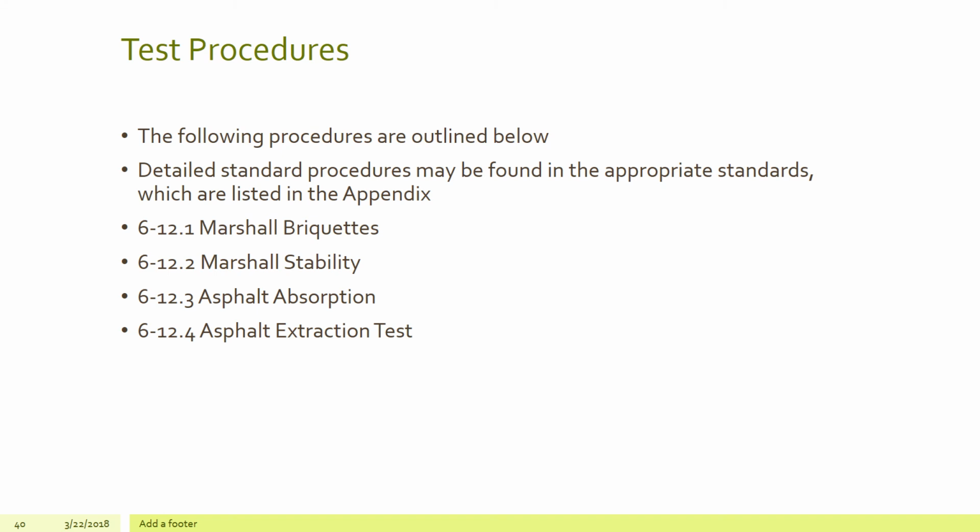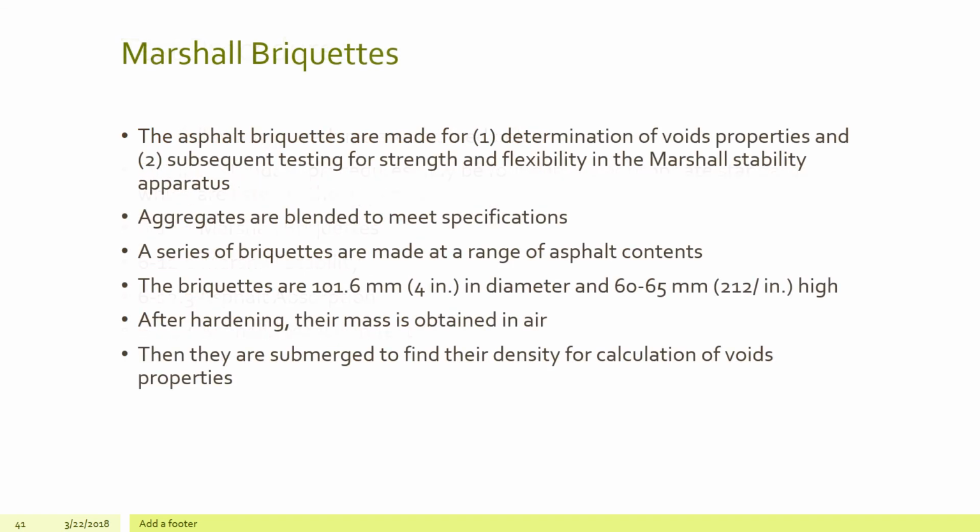Some test procedures that we would be looking at, and we did discuss some of these before. We can look at the Marshall stability, the briquettes, the asphalt absorption, and the extraction test. Marshall briquettes are made for 2 reasons. One is we want to determine the void properties of the material. And the second thing is we want to test for the strength and flexibility in the Marshall stability apparatus. Aggregates are blended to meet specifications. A series of briquettes are made at a range of asphalt contents. The briquettes are 4 inches in diameter and 2.5 inches high. After hardening, their mass is obtained in air. Then they are submerged to find their density for calculations of the void properties.